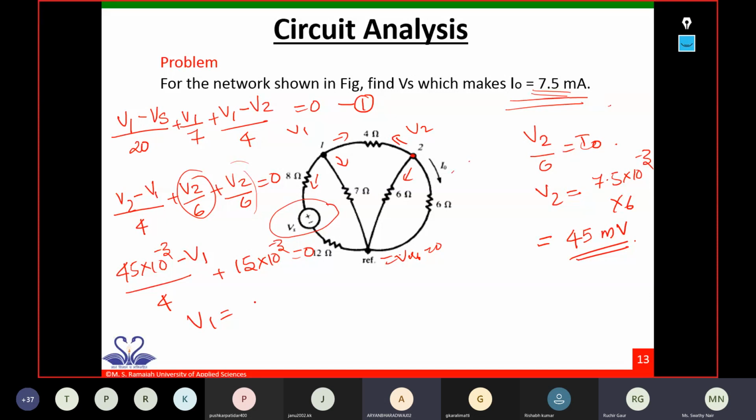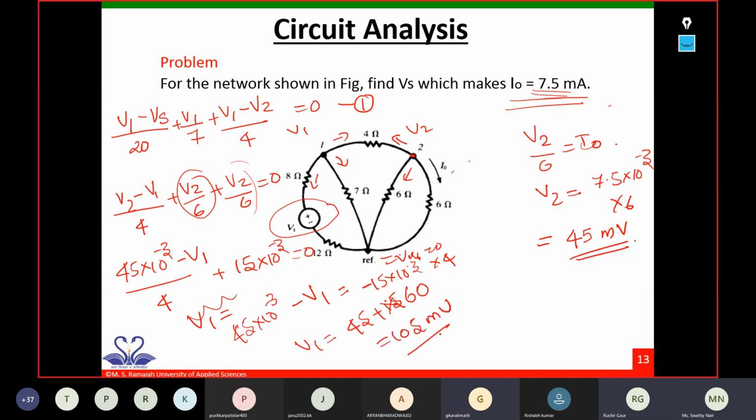105 or 15? 105. We will write again: 45 into 10 raised to minus 3 minus V1 is equal to minus 15 into 10 raised to minus 3 into 4. V1 is equal to 45 plus 15 into 4, which is 60. 45 plus 60 is 105 millivolts. V1 is equal to 105 millivolts. All of you got it?